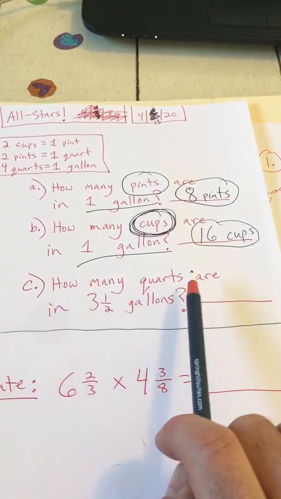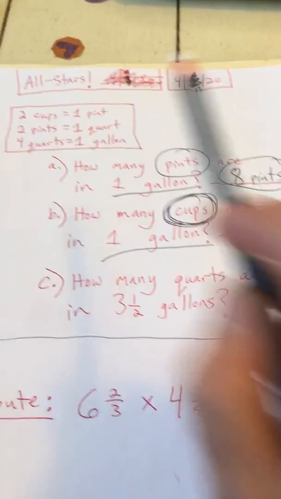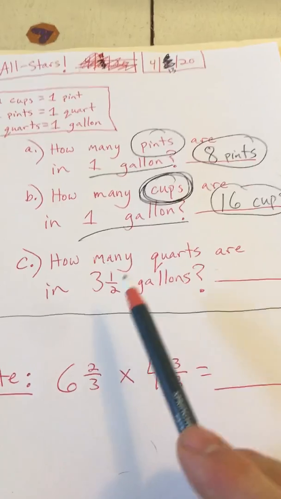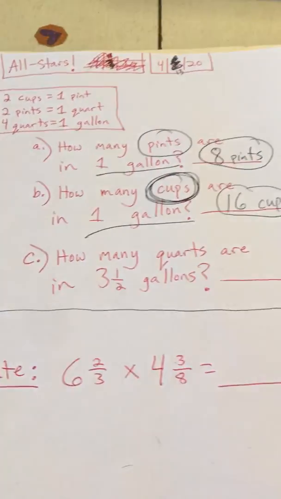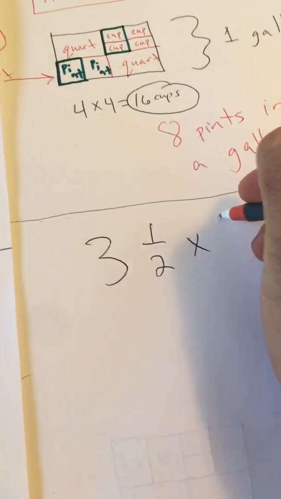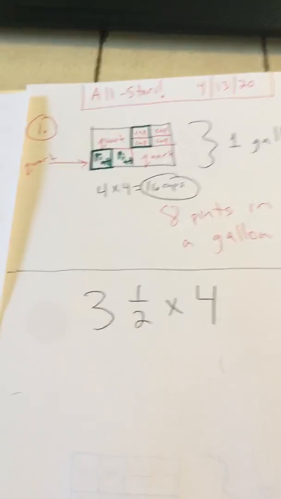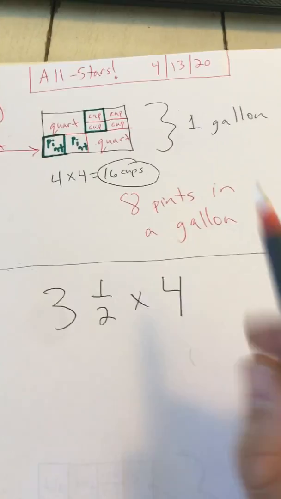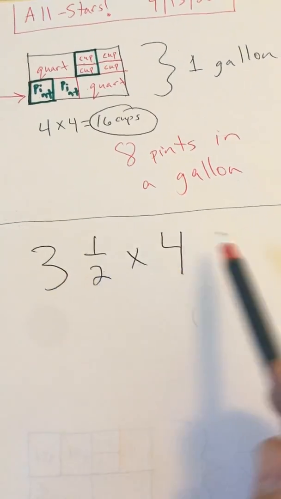Okay, and part C, how many quarts are in 3.5 gallons? So there's 4 quarts in 1 gallon, so 3.5 gallons will be 3.5 times 4 quarts per gallon. So we're going to do 3.5 times 4. And in the regular video this morning, the first video that you had linked for April 13th, we did a little bit of this. We're doing 3.5 times 4.